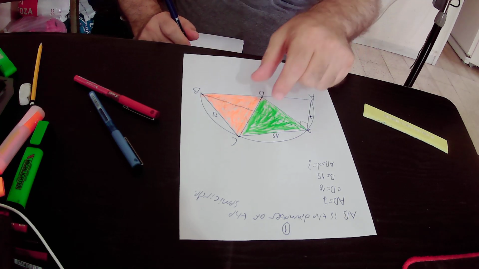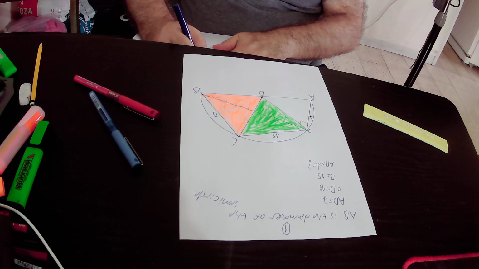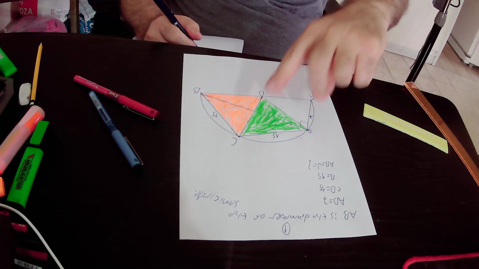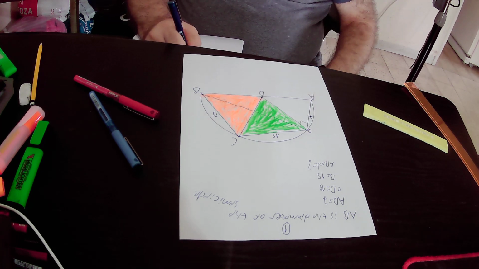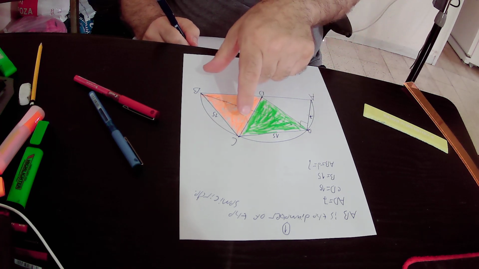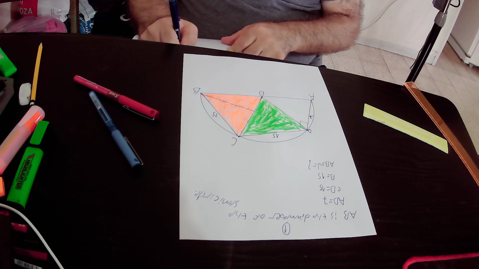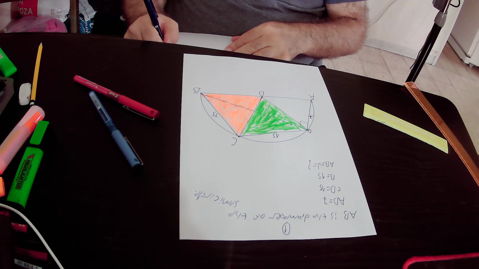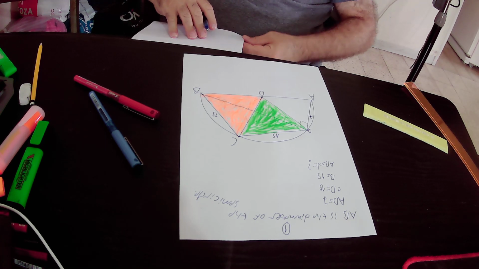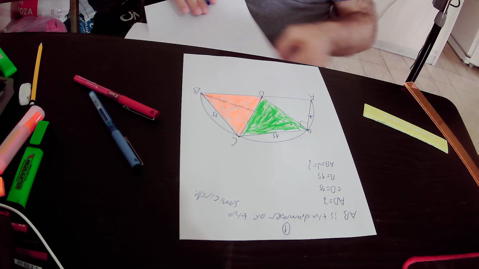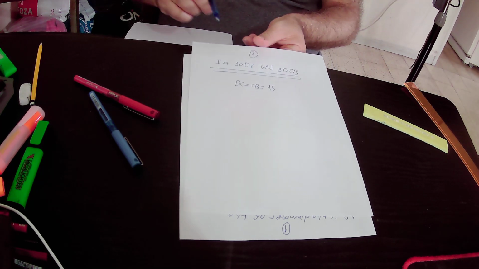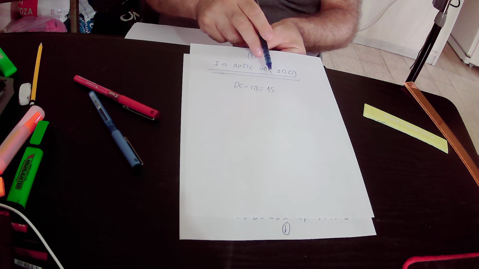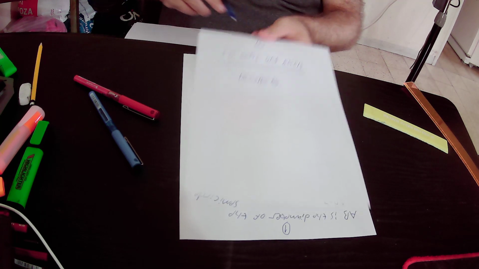So in those 2 triangles, we know that side DC of the green triangle equals side CB of the orange triangle. Both of those 2 sides are equal to 15 units.